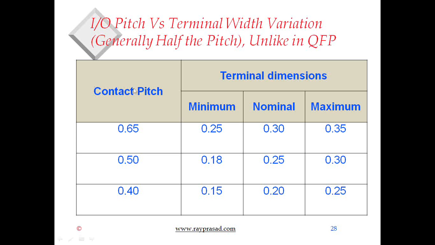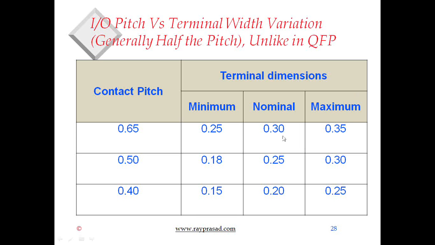But what's interesting to see here is that this is the contact pitch, 0.65, 0.5, 0.4, and the nominal termination pitch, meaning on the PCB, is roughly about half of that. And then you have to figure out how the dimension is. Excuse me, I misspoke. The pitch obviously has to be the same, they have to match. What I meant was the width of the termination, the width of the lead, is about half the pitch.